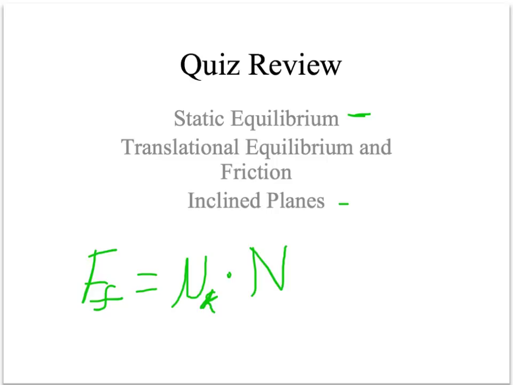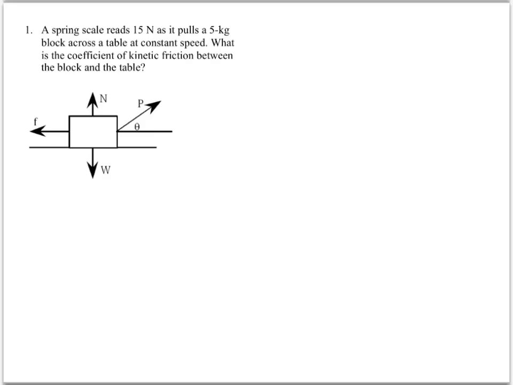Then, inclined planes. You've got to remember that trick to rotate your xy axis so that it is perpendicular in y to the incline, the ramp, and parallel in x to the ramp. And I'll do one example of friction and one example of inclined planes. This question was on one of your homework assignments, and it is very similar to a question on the quiz. So let's go through it.